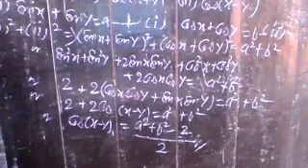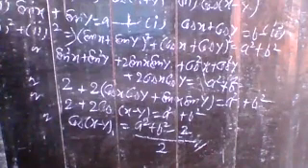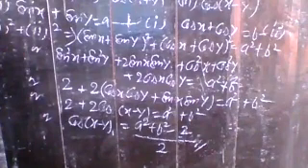Sir, I was having a doubt in one question. Yes, speak. Sir, the question is cot x cot 2x minus cot 2x cot 3x minus cot 3x cot x is equal to 1. Sir, I have to prove it. How can I do it, sir?